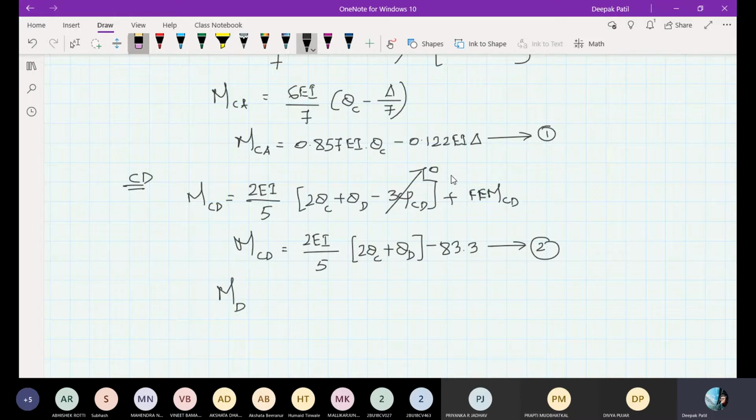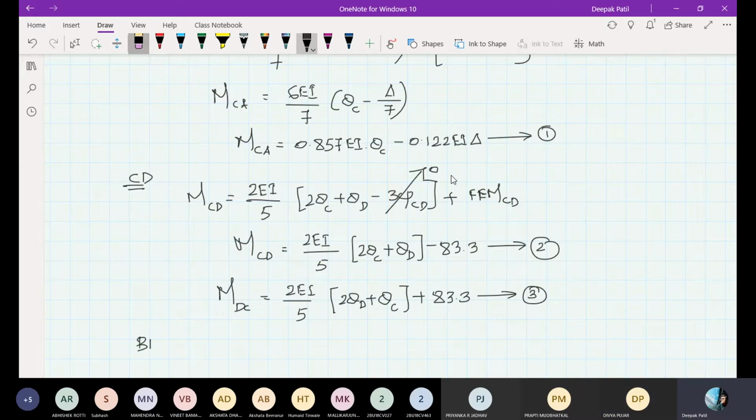Now similarly, I will write for MDC: 2EI over 5 into 2 times theta D plus 1 time theta C. The psi term will not come. So plus the fixed moment DC, which is plus 83.3. Is that okay, students? Yes, sir. Clear?